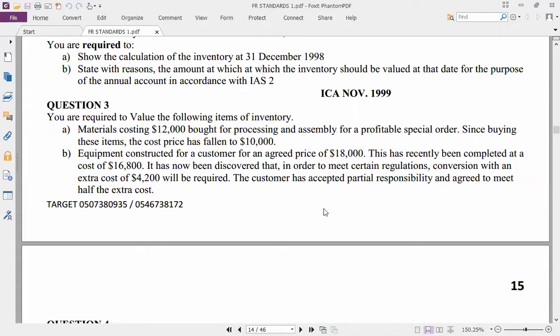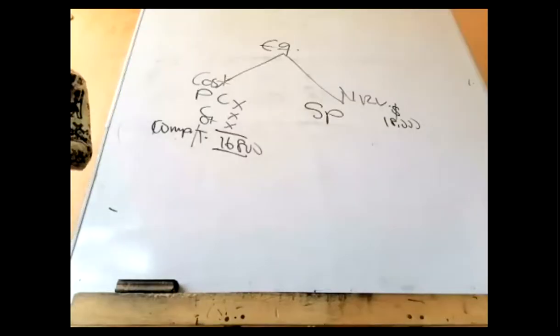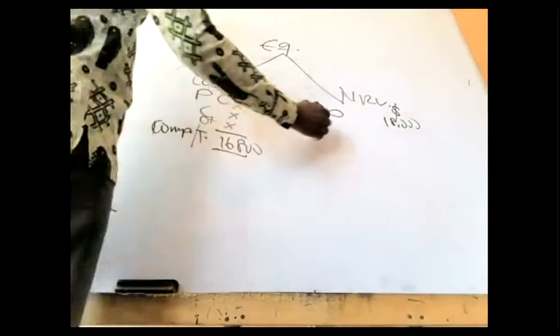Again, the customer has accepted partial responsibility and agreed to meet half the extra cost. So the customer says, okay, don't worry, I'll pay half of the 4,200. What am I going to use? 2,100, half of the 4,200. So in short, as third examiner, extra cost.